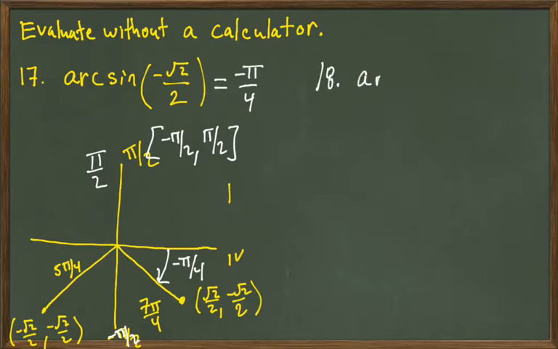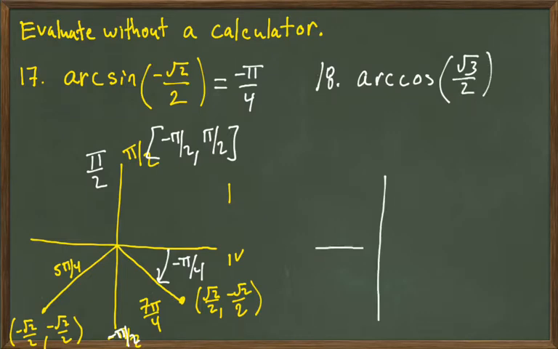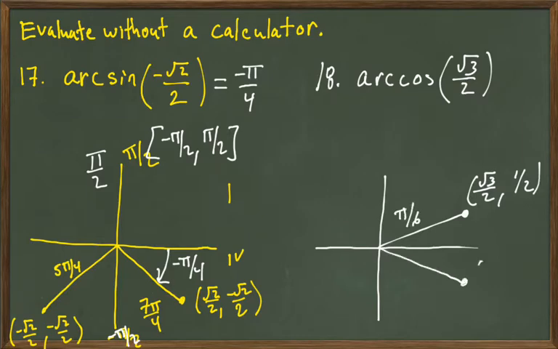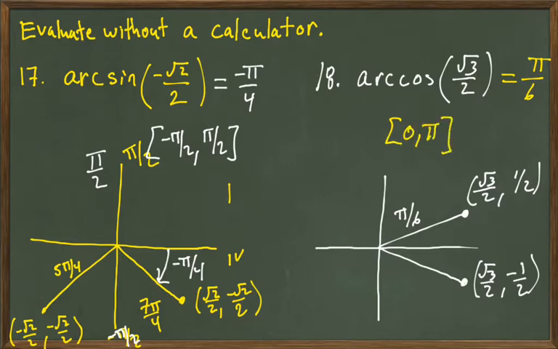All right. How about the arc cosine of √3 over 2? This is going to give us an angle in either quadrant 1 or quadrant 2. Here's one ordered pair. This is cosine, so we're looking at the x-coordinate. √3 over 2 and 1/2, that's going to happen at pi over 6. The other place it happens is at 11 pi over 6. The answer is just pi over 6 because that happens between 0 and pi. So we didn't have to work that one at all.